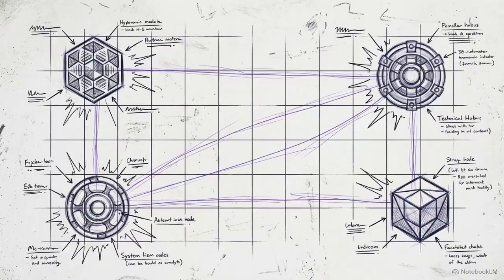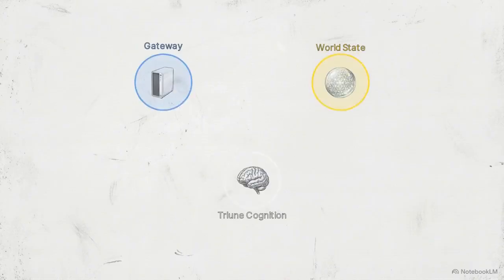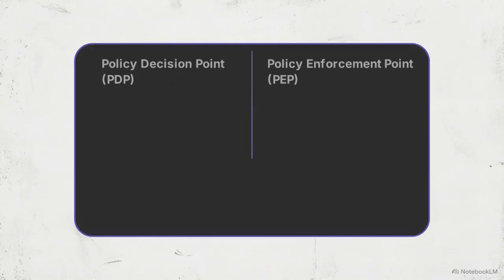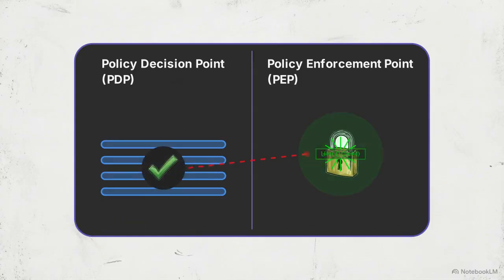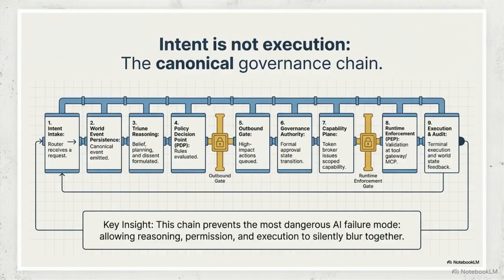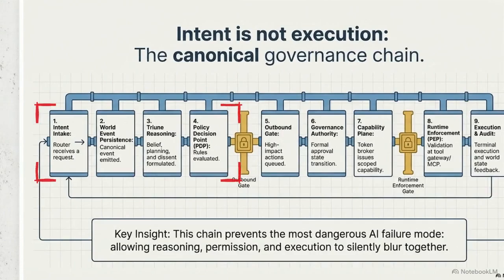The gateway membrane, the authoritative world state, and the triune cognitive arbitration do not operate in isolation. They are fused into a strict PDP and PEP architecture. A policy decision point evaluates the rules, while a policy enforcement point physically executes the final ruling. This schematic details the canonical governance chain, plotting the exact flow of intent to prove AI reasoning is decoupled from capability release. Steps 1 through 4 handle request intake, event persistence, and triune reasoning. This half evaluates policy, but cannot touch infrastructure.